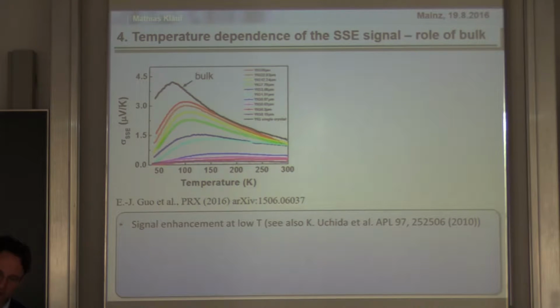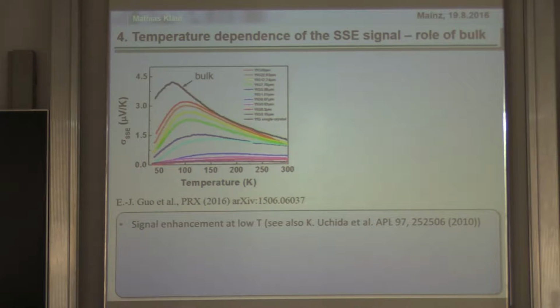Now, the next question is, what is the role of the bulk, and what is the role of the interfaces for the size and the temperature dependence of the signal that we measure? To look at the role of the bulk, we varied the bulk. We have different YIG thicknesses going from a 100 nanometer sample to a single crystal that is really, I don't know, 3 millimeters thick. How thick is our bulk system? Like a millimeter, something like that. So it's really super thick.